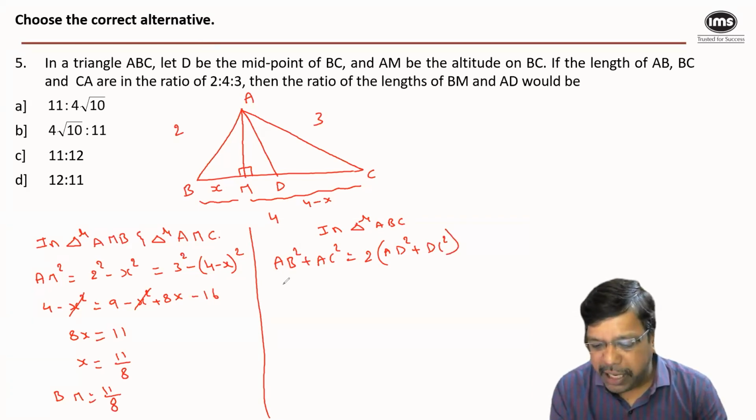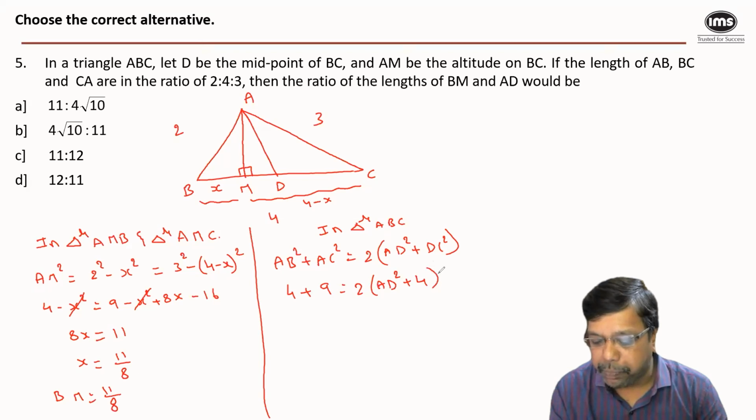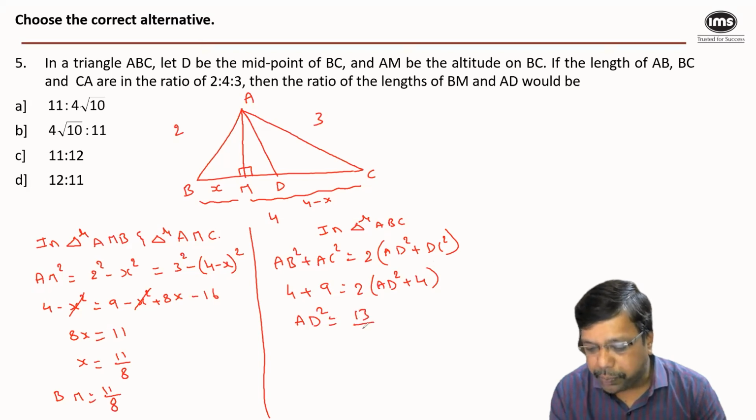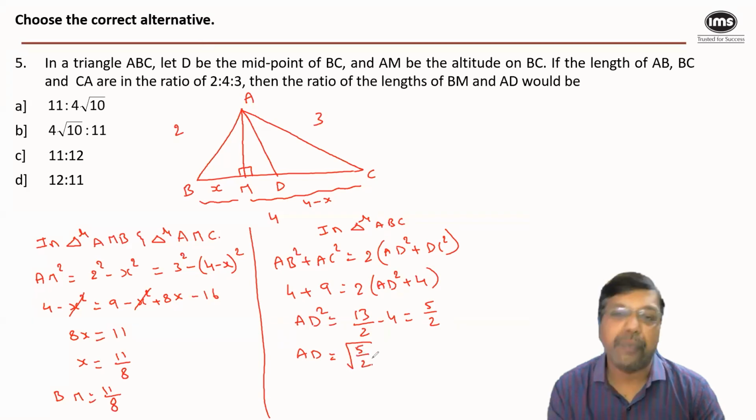Now we know AB is 2. So 2 square is 4, 3 square is 9, which is equal to 2 into AD square plus DC is 2, so 2 square is 4. So we get AD square is equal to 13 by 2 minus 4, which is 5 by 2. Hence, AD is equal to square root of 5 by 2.